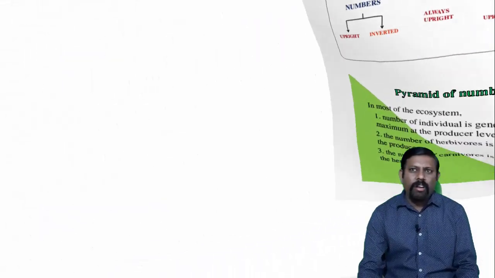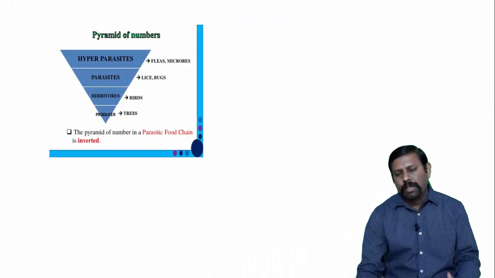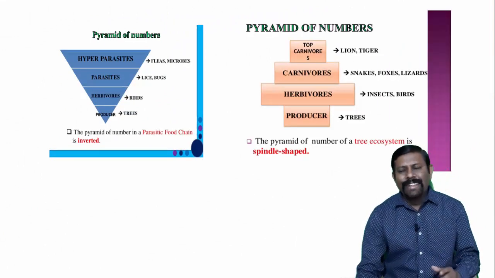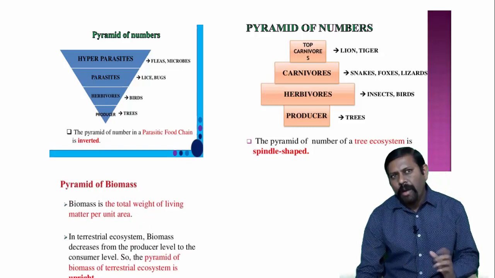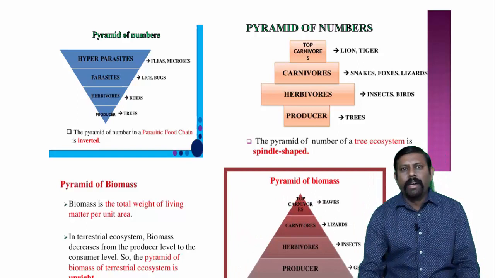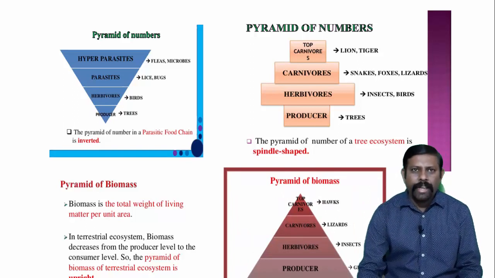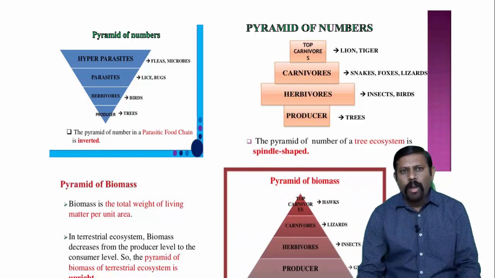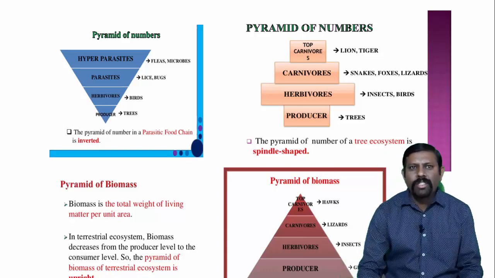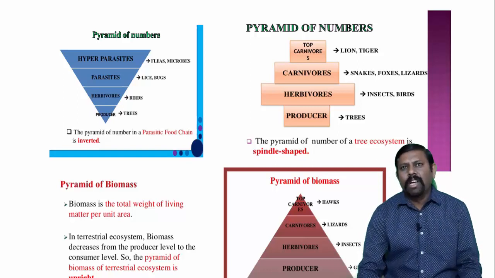The pyramid of numbers of a tree ecosystem is spindle shaped, and the pyramid of numbers of a parasitic food chain is inverted. Pyramid of biomass. Biomass is the total weight of living matter per unit area. In a terrestrial ecosystem, biomass decreases from the producer level to the consumer level. So the pyramid of biomass of a terrestrial ecosystem is upright.